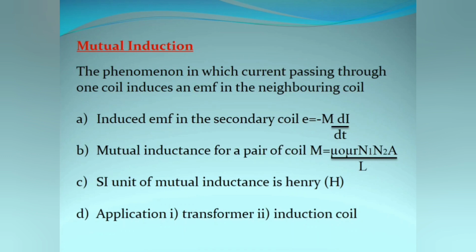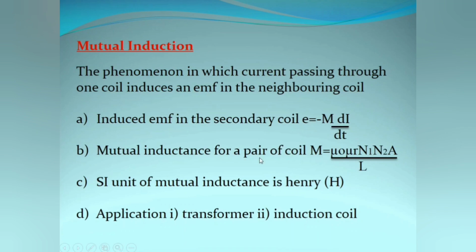Then this is mutual induction. Mutual induction means whenever current changes in one coil, induced EMF takes place in the neighboring coil. This is the phenomenon in which current passing through one coil induces an EMF in the neighboring coil. Here we have to consider two coils. The induced EMF in the secondary coil is given by the equation E equal to minus M into di by dt. M is again a proportionality constant, that is, mutual inductance.